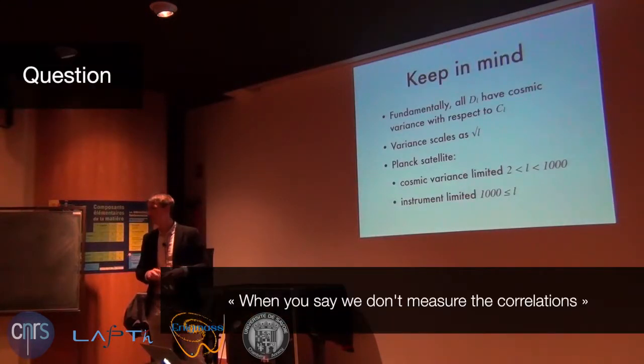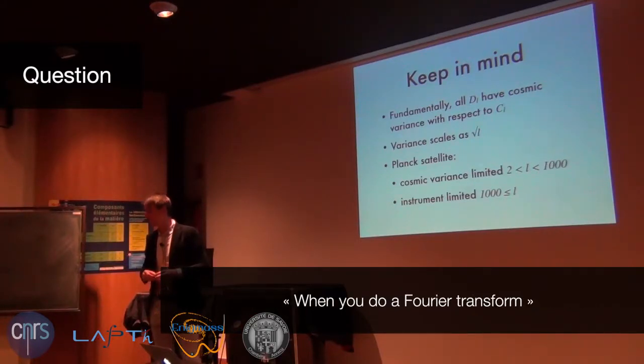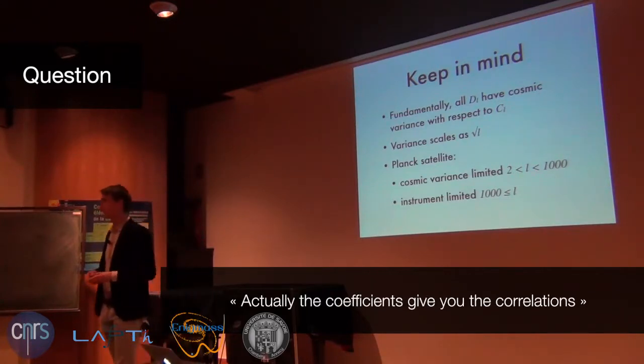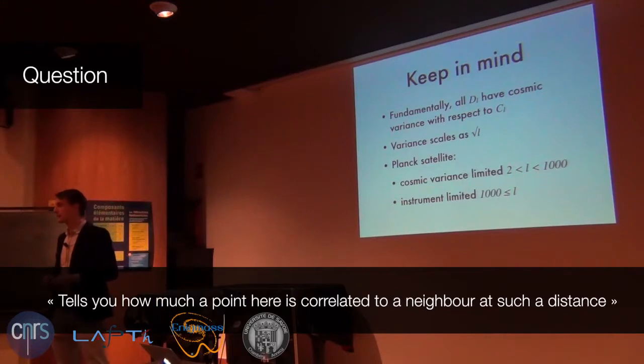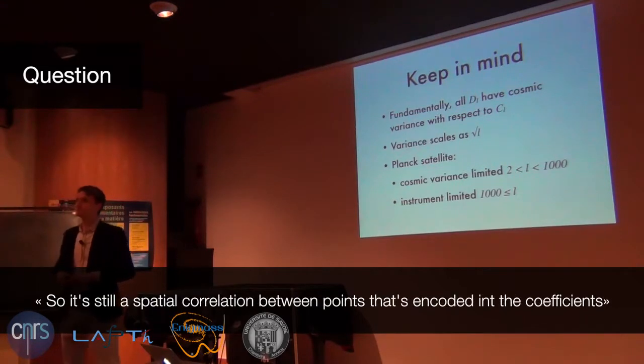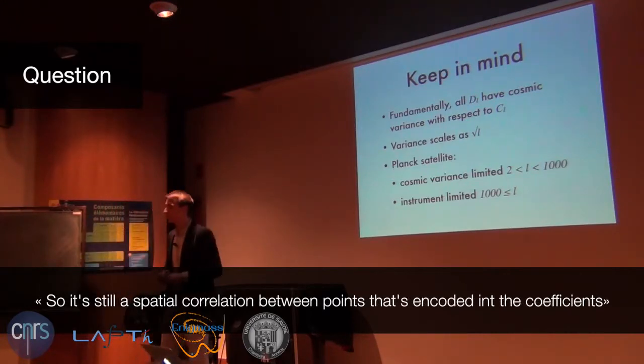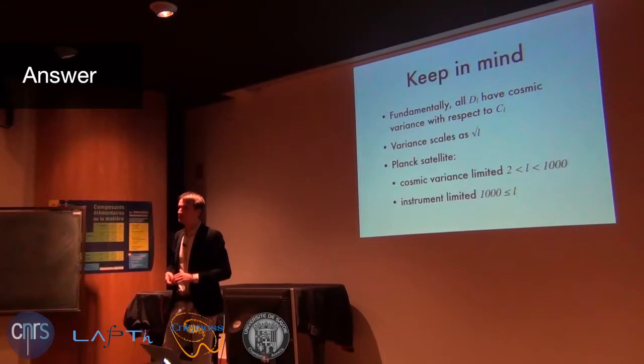Yeah, question? Just to make it clear, when you say that we don't measure the correlation, when you do a Fourier transform, actually the coefficient gives you the correlation, tells you how much the point here is correlating to a neighbor at such a distance. So it's still a spatial correlation between points that is encoded in the coefficients. That is true. Yeah, you can formulate it that way.